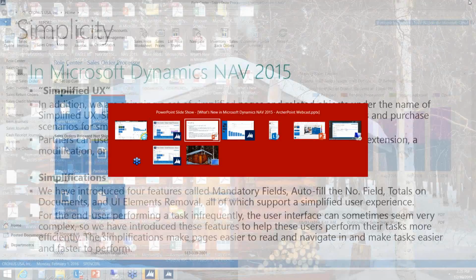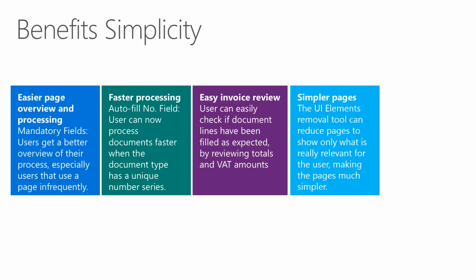So as you can see, it's much easier. Page overviews and the mandatory fields make it very easy to know what you need to input. Auto-filling has been turned on as long as you don't have additional document number series. It's very easy to do the invoice review because you can see your total amounts.